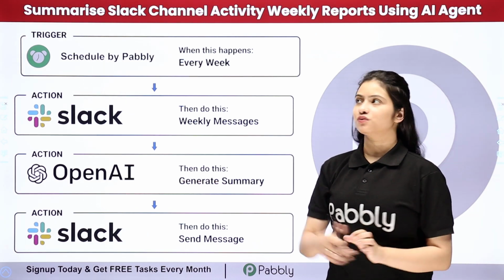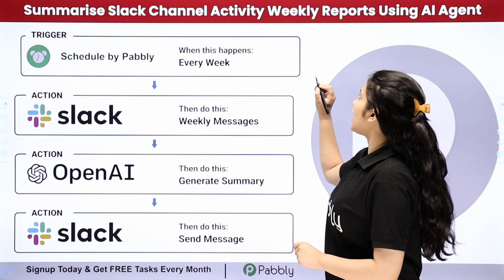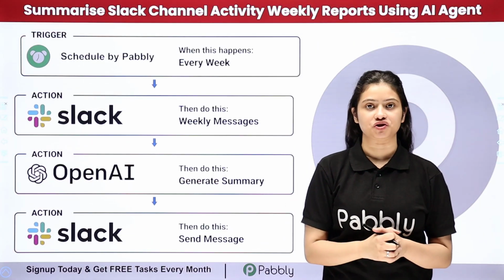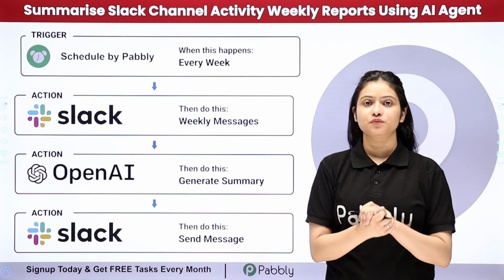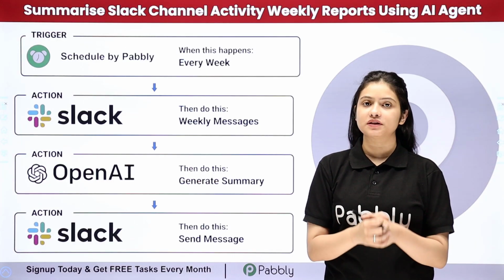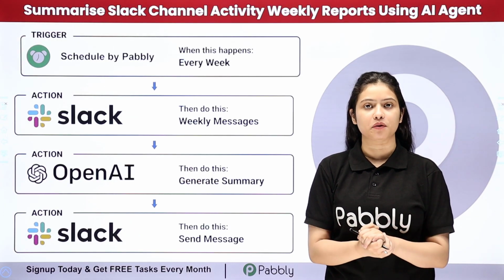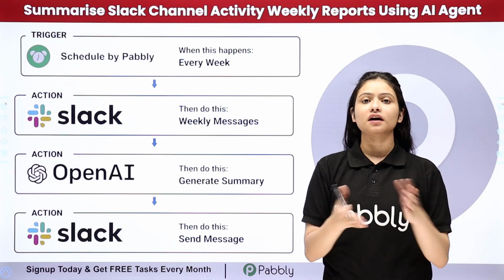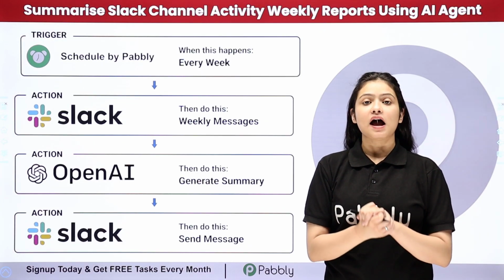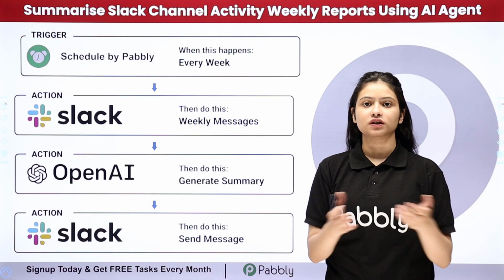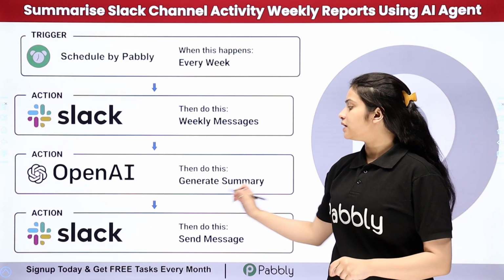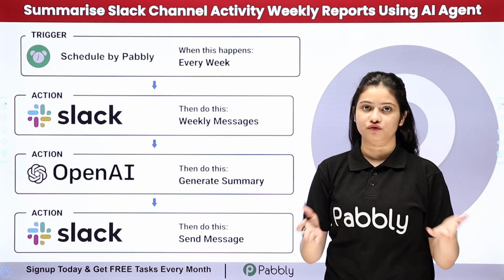In this video, we are going to learn how to summarize Slack channel activity weekly reports using AI agent. So I'm working in a startup that is remotely working and I'm receiving multiple messages on a weekly basis from my team members on my Slack channel that are related to the activities they have performed. I need to create a weekly summary report of the same messages and send them on my different Slack channel to be updated and reviewed further.